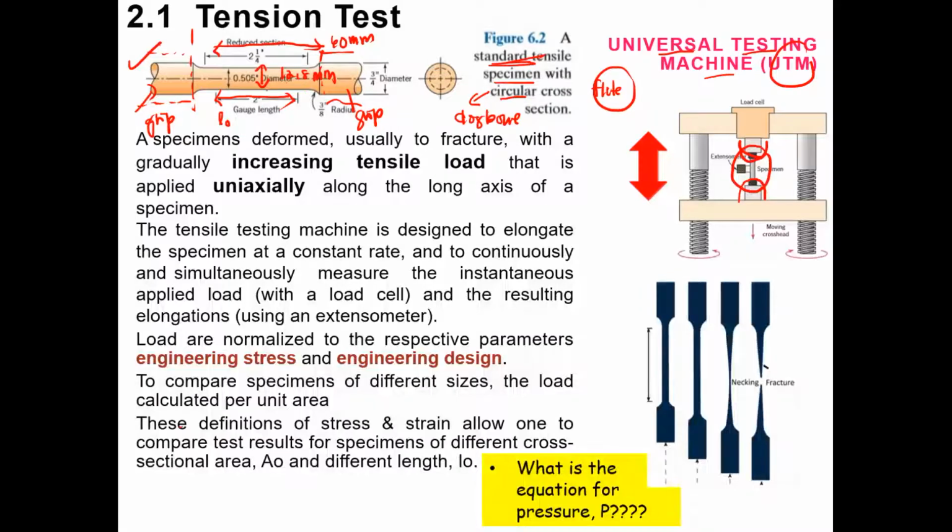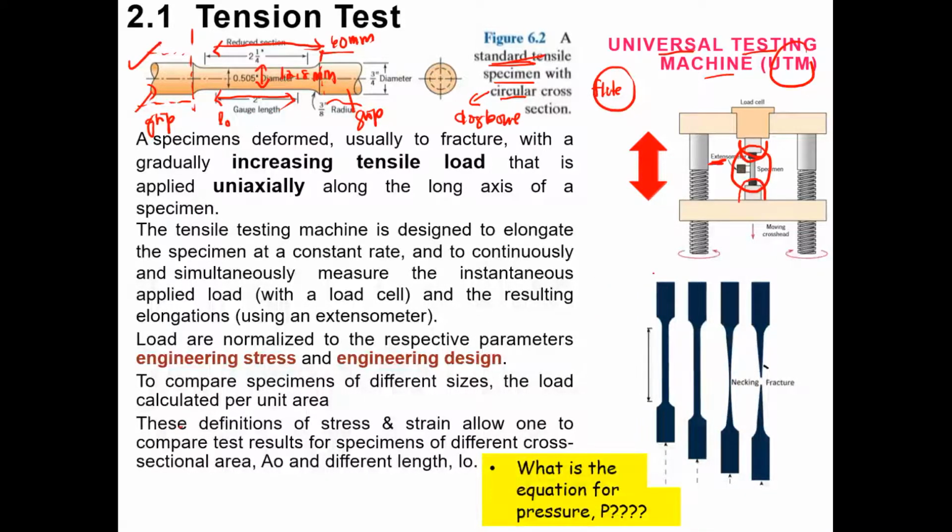Why is this length really important? Because this length is where the actual measurement is being done. We use an extensometer here. That is why I say it's really important, because this extensometer continuously and simultaneously measures the changes in the gauge length.